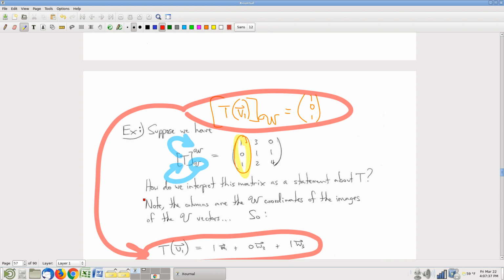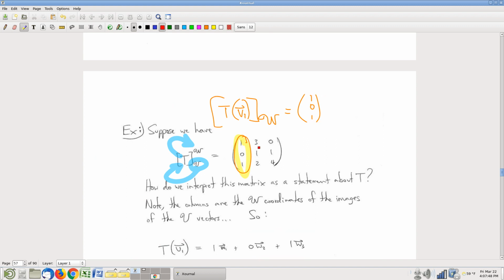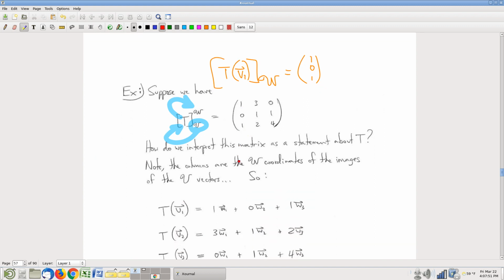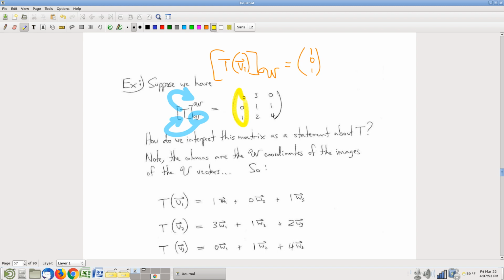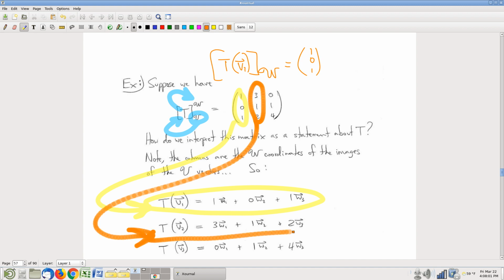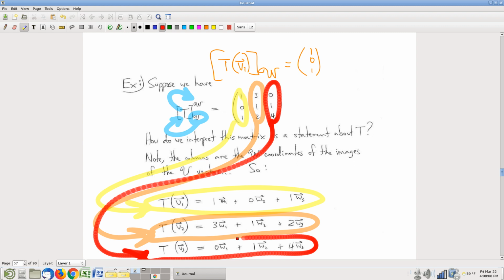And as required, we've learned something about the linear transformation. We were given the shorthand, the matrix, and now I know at least something about the linear transformation. And of course, you can do the same kind of thing in the same way: this column tells me that, likewise that column tells me that, and this column tells me that.